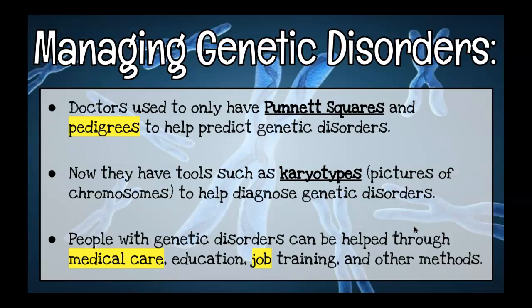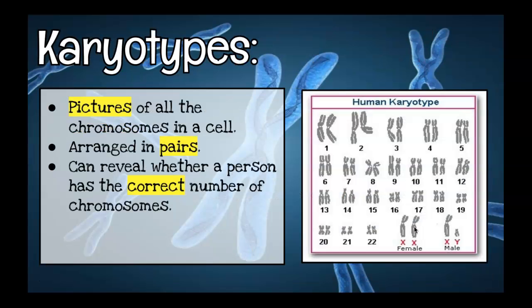Now, whenever you have a genetic disorder, doctors used to only have Punnett squares and pedigree charts to help them predict genetic disorders, but now they have tools such as karyotypes, which show an exact picture of the chromosomes. That helps them see if there's a chromosomal abnormality, and if there is, they can figure out which genetic disorder is occurring. People with genetic disorders can be helped through medical care, education, job training, and other methods to help them live a normal life.